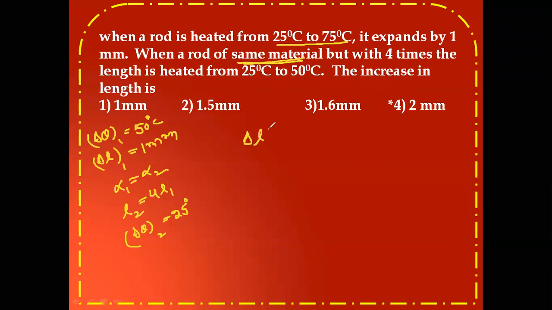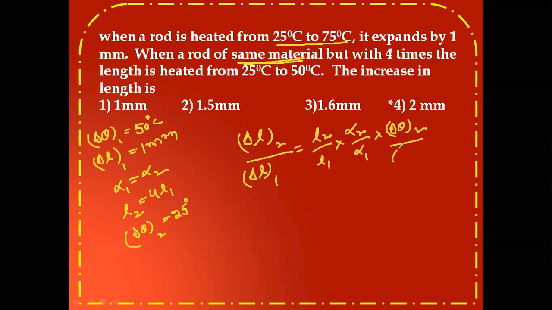So you can substitute in the formula: delta L of 2 by delta L of 1 is equal to L2 by L1 multiplied with alpha 2 by alpha 1 multiplied with delta theta of 2 by delta theta of 1. L2 by L1 is 4 upon 1, and alpha 2 by alpha 1 is 1, since both are the same material. You can take it as 1, 1, or alpha, alpha.